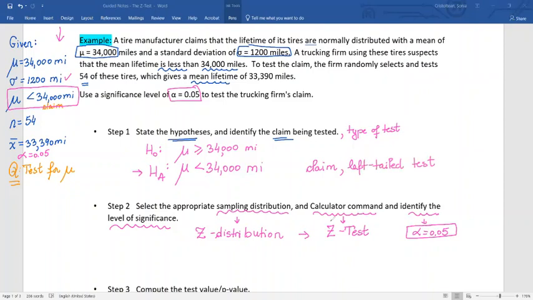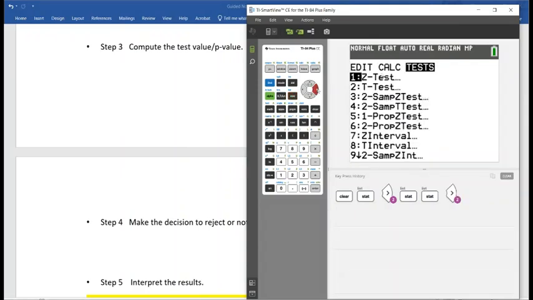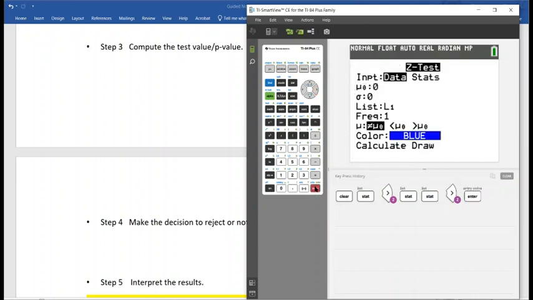The next thing I need to do is perform the Z-test and find the test value, which is also called the test statistic, and the p-value. So let's do the test. When we do the Z-test, we look for the test. Click on stats and then use arrows to get to test. The first option that you see there is the Z-test. Let's hit enter. And this time we have summary statistics. So I will use arrows to get to the statistics, hit enter, and let's enter the information.